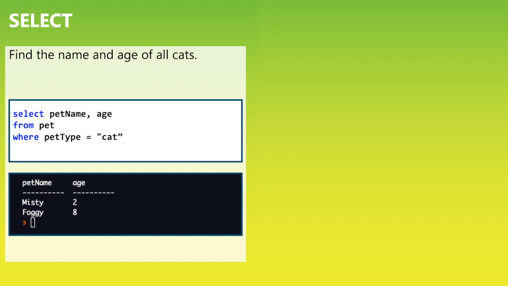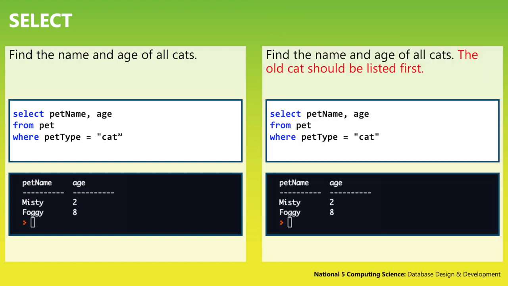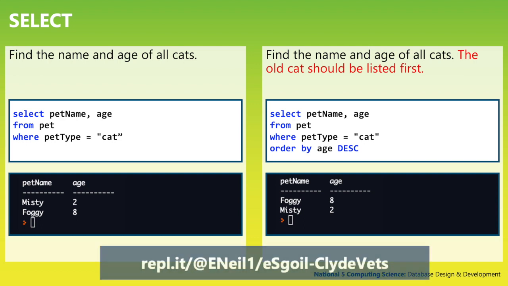Now imagine we wanted to list the oldest cat first, so Foggy should be at the top, followed by Misty. This time we add the order by, specify the field we want to order, in this case age, and we write DESC for descending, and that will put Foggy at the top, followed by Misty. Why don't you head over to the REPL database and try this now?